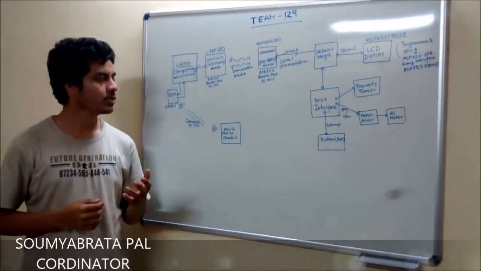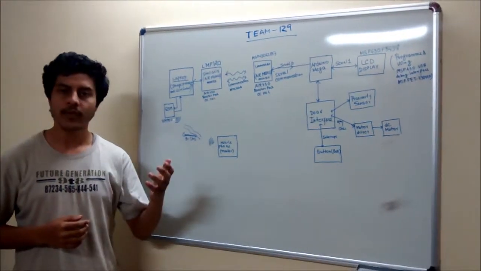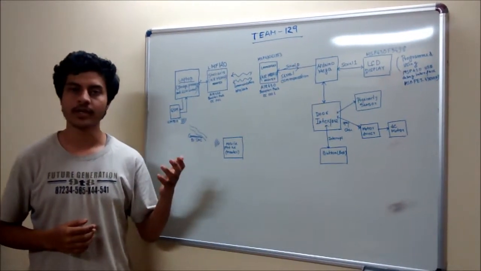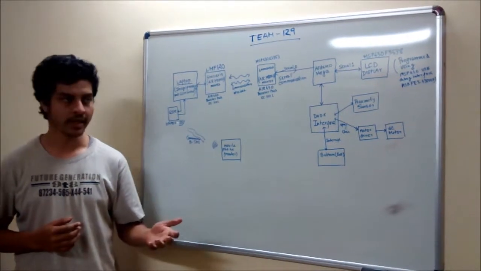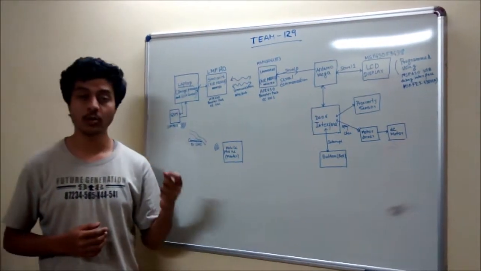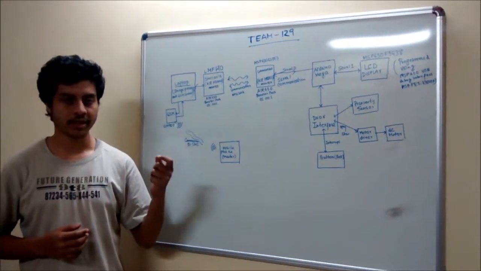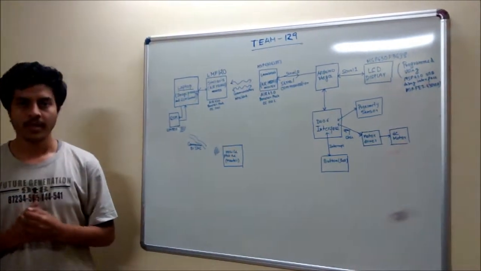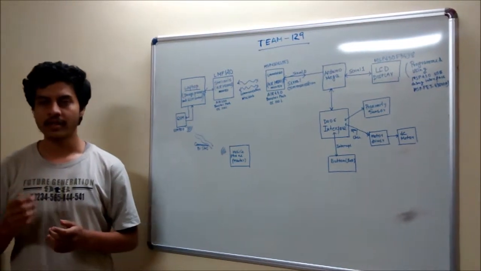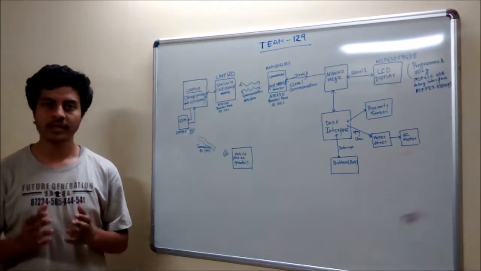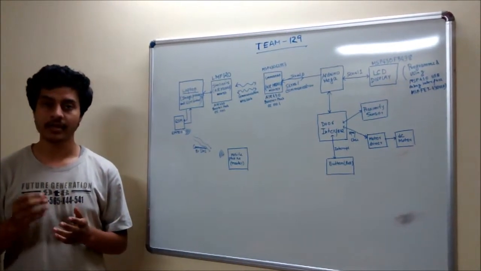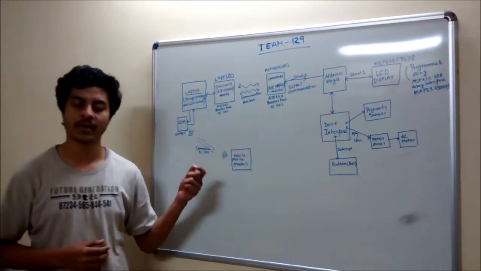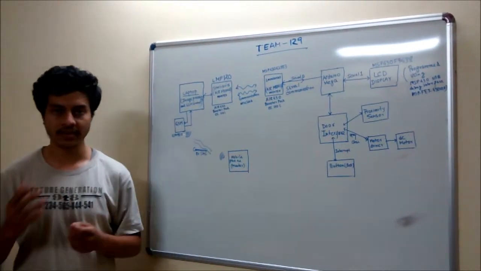We are team number 129 and the project we are developing for the Texas Instruments Innovation Challenge 2015 is the development of a low-cost facial recognition-based security system for homes. Nowadays, we are in serious dearth of an autonomous security system that can be controlled by the owner of the house, or the master of the house, from a large distance.